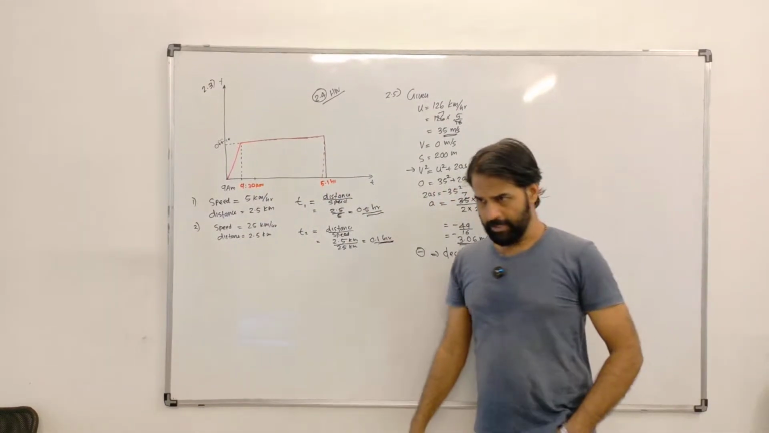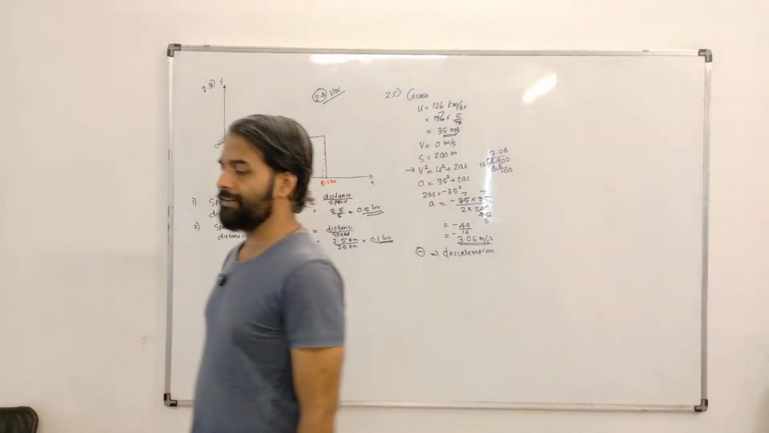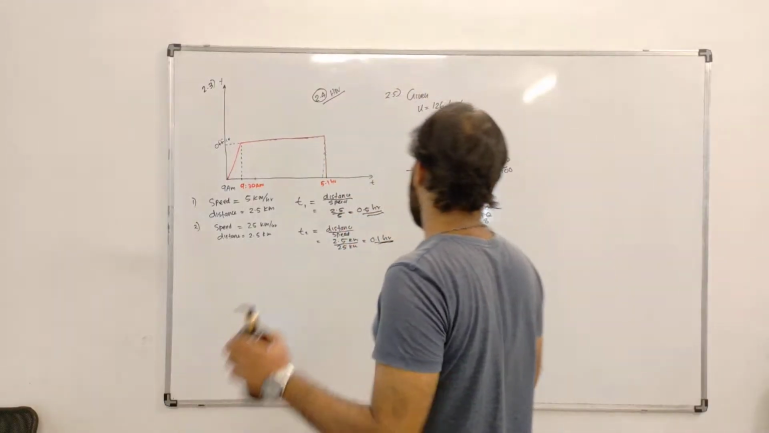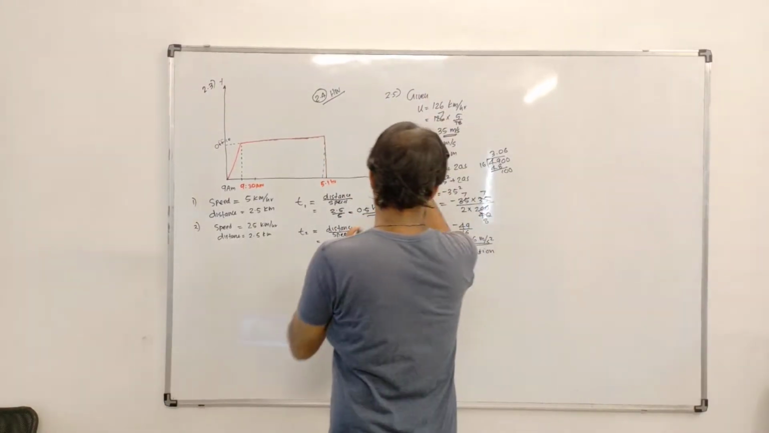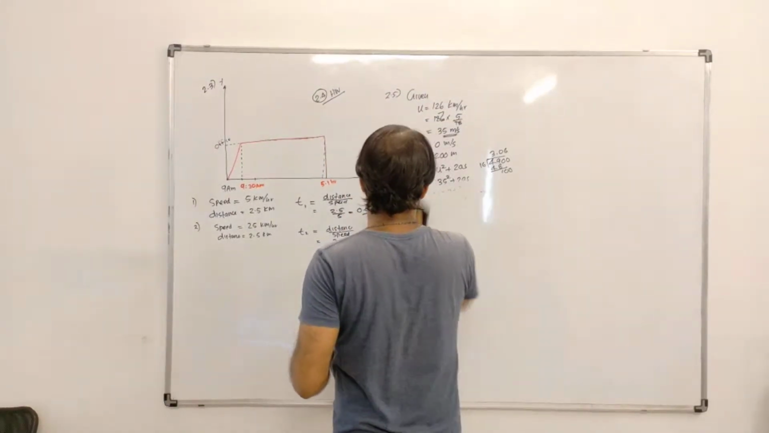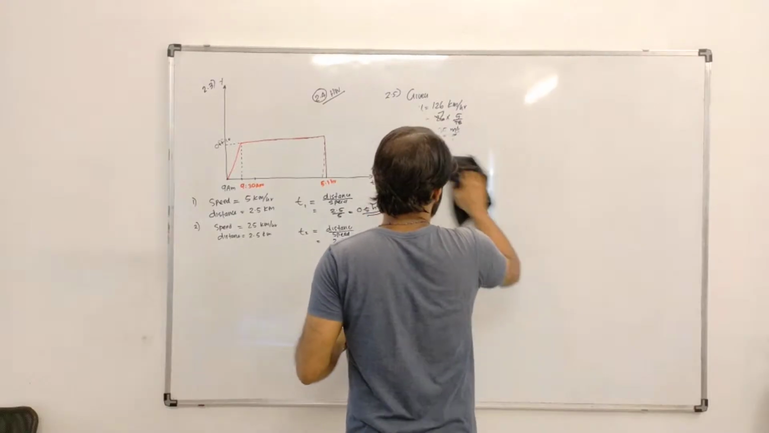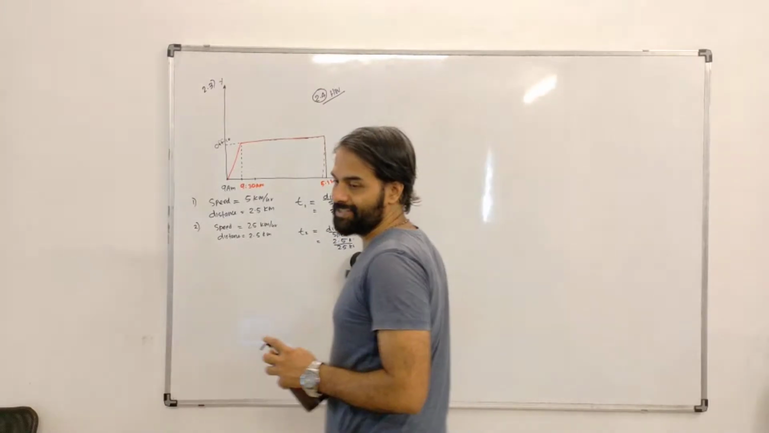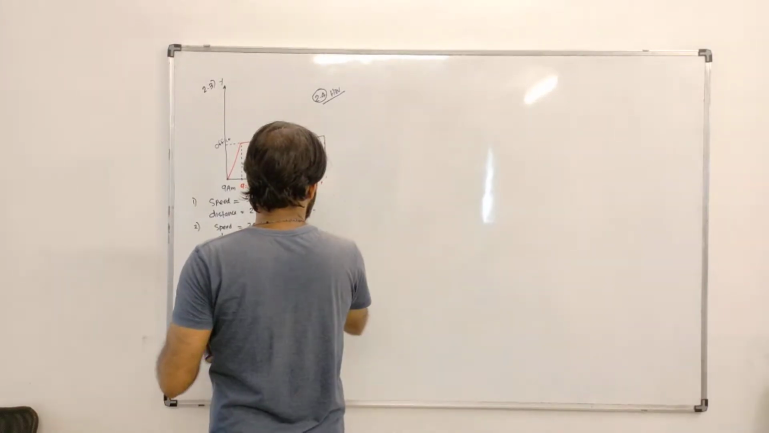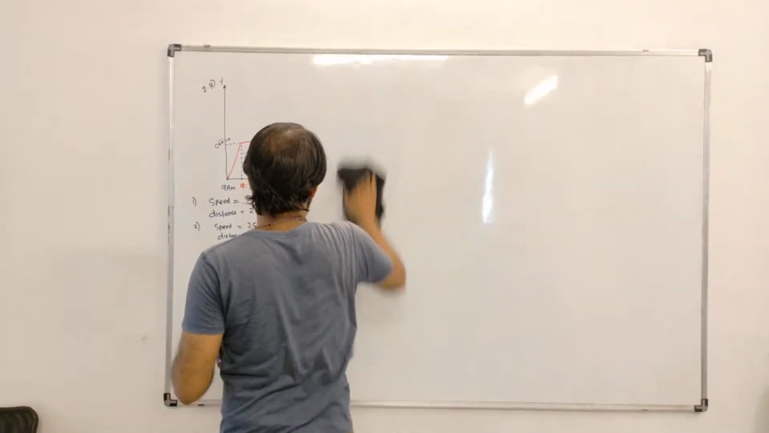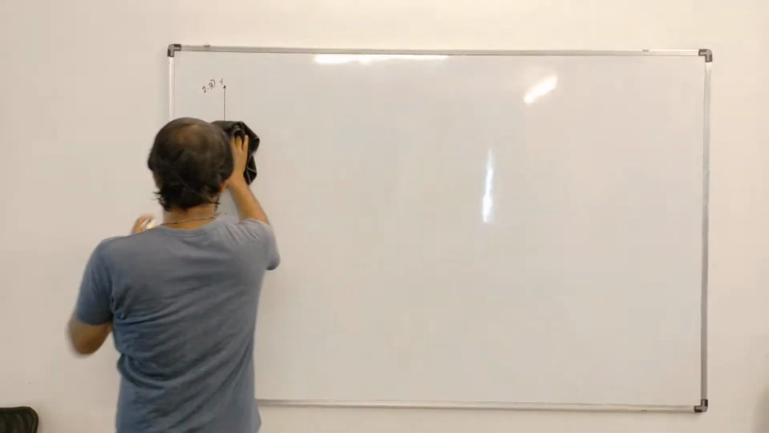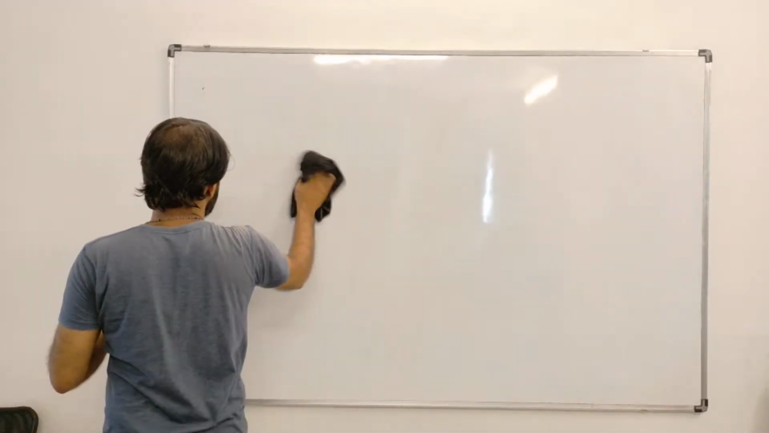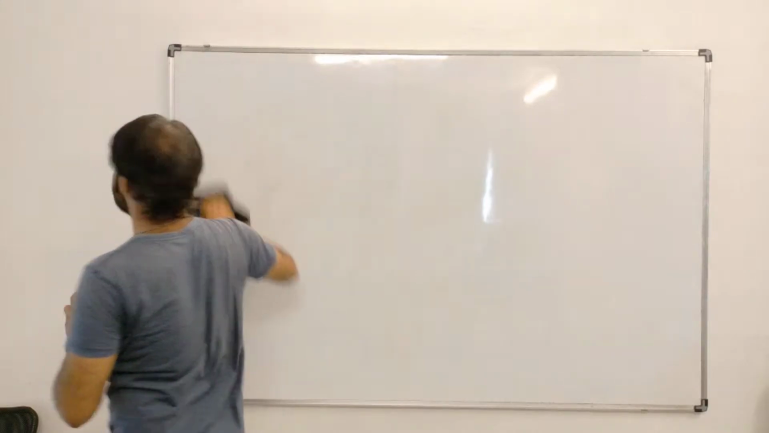Now, level 2. What happens in level 2? The object is not going with a uniform velocity, but it is going with uniform acceleration. We already have the equations of motion. There are 4 formulas. When the object is going with uniform acceleration, just apply those formulas.